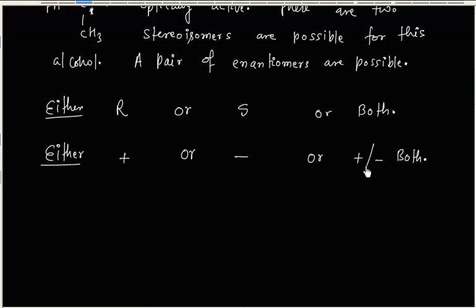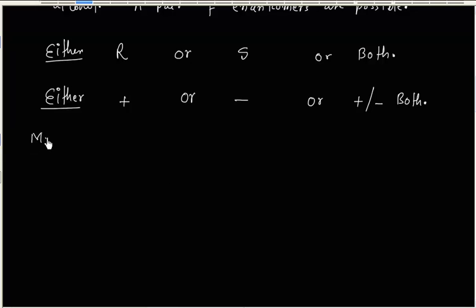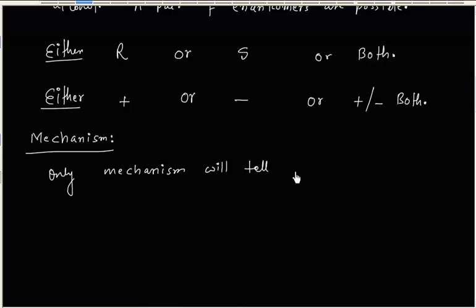Now to answer this question, we have to see the mechanism of this reaction. Mechanism is important to say something about the stereochemistry of this reaction. So only the mechanism will answer this question and tell about the stereochemistry of this reaction.